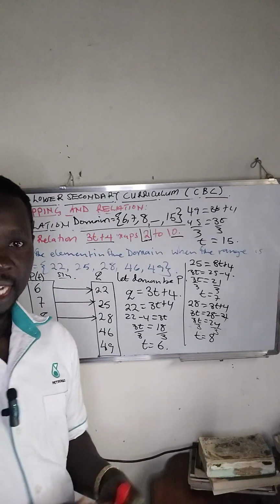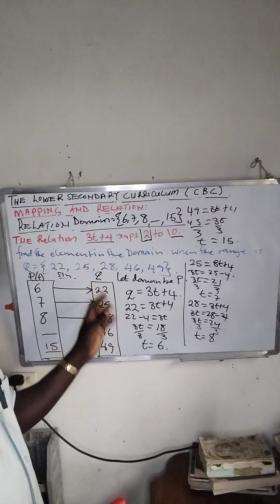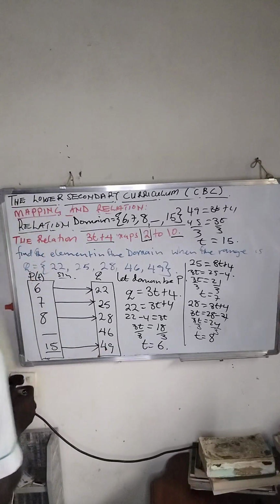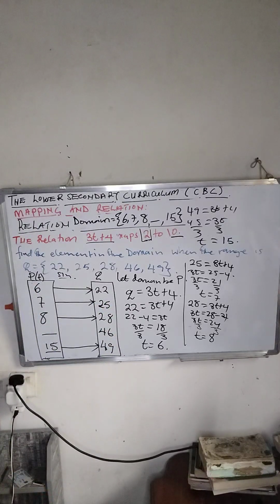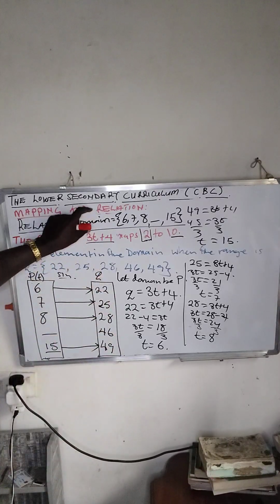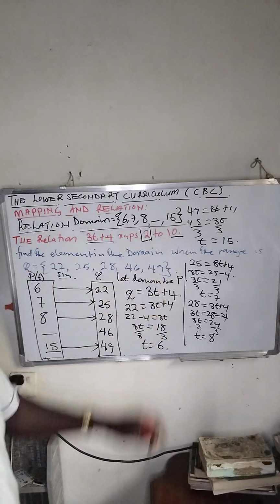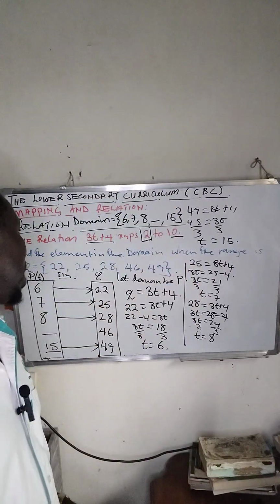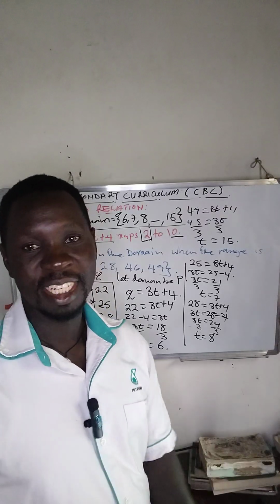My friend, that is the way we attack these problems concerning mapping and relations. Remember, we can also represent this with an arrow, saying that this domain is mapped to Q, which is the range. Don't forget to conclude, because the question says find the elements in the domain. Don't leave them inside here, but go and rewrite the domain in the form in which the range is given. That is the way we deal with this.